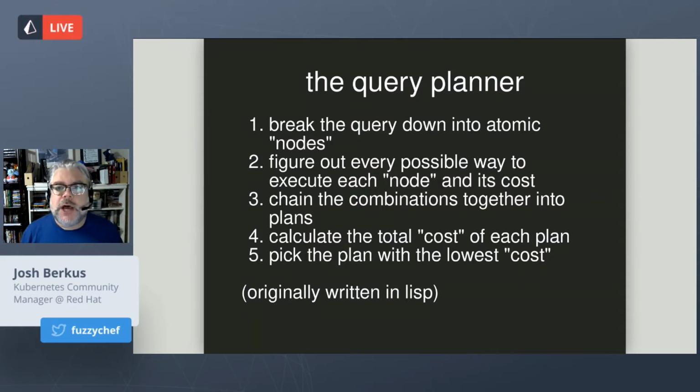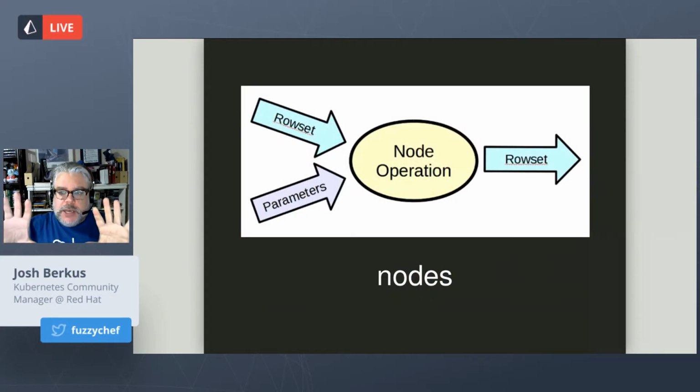The Postgres query planner was originally written in Lisp. I think it still shows, even though it's no longer in Lisp, in how it's organized. So now in Postgres, the individual nodes all have the same sort of format, right?